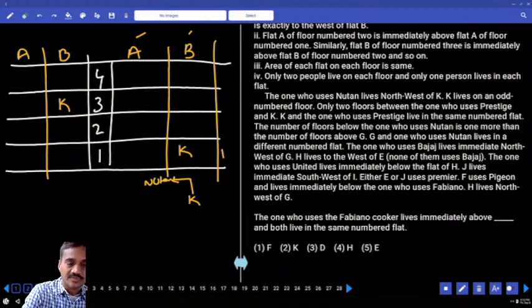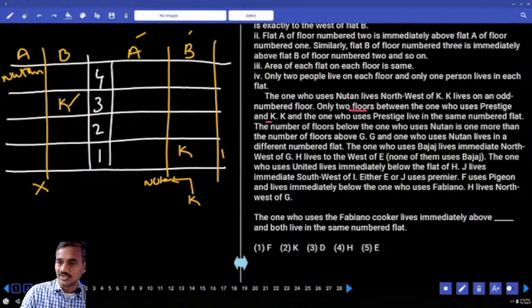K can be on the first floor, flat B, or on the third floor, flat B. Isn't it? Then if K is here, now this Newton must be here. In this case, Newton can be flat A of 2, 3, 4 anywhere, in any order. And there are only 2 floors between Prestige and K. Between Prestige and K, there must be exactly 2 floors. If K is here, 2 floors between K and Prestige is not possible. Hence this case is straight away ruled out.